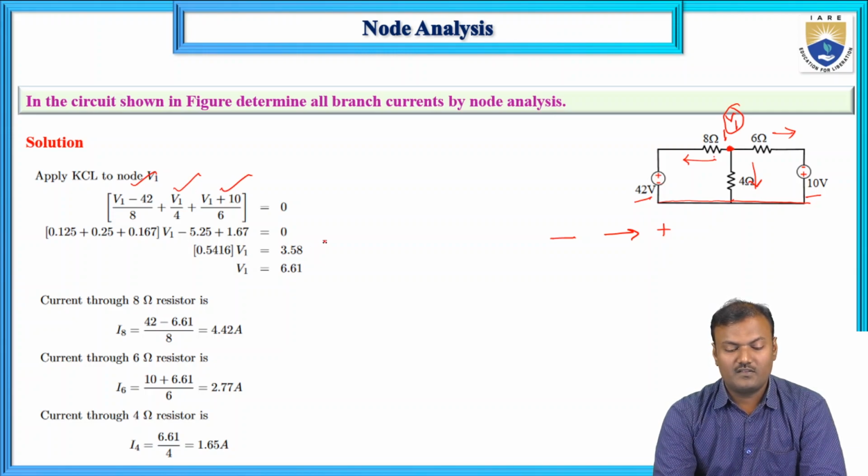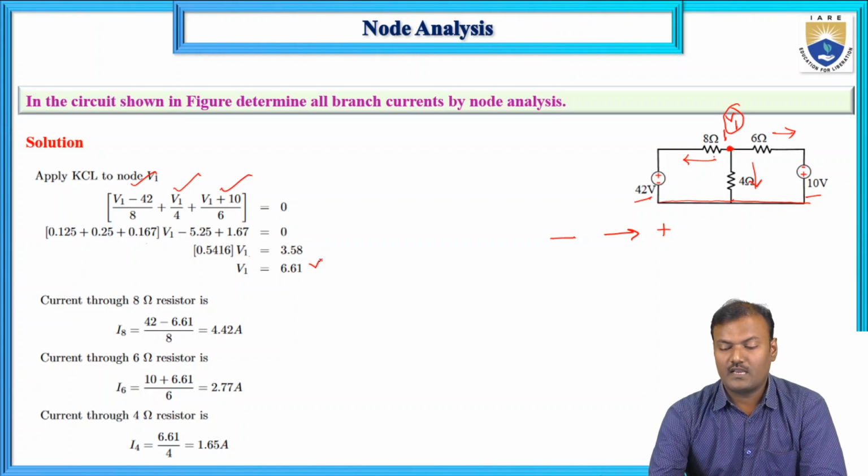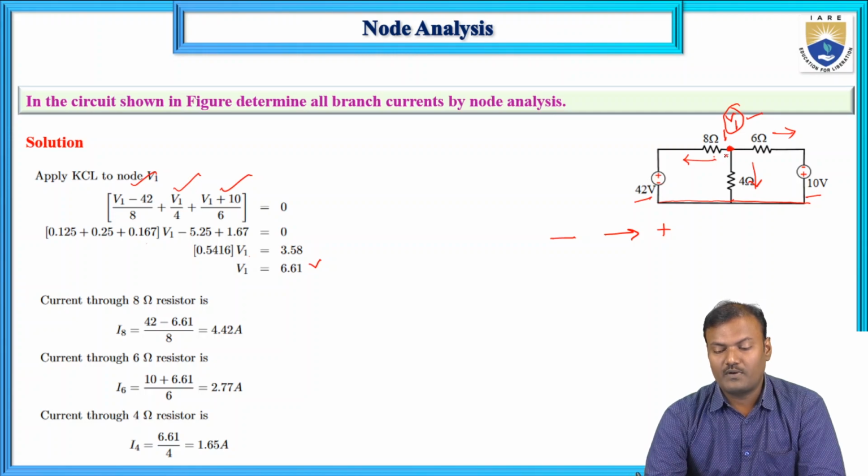By rearranging this, V1 is in common with the parameters 0.125, 0.25 and 0.167. The next step is 0.5416 times V1 is equal to 3.58. So we can get V1 as 6.61 volts. After calculating the voltage V1, we can obtain the branch currents.